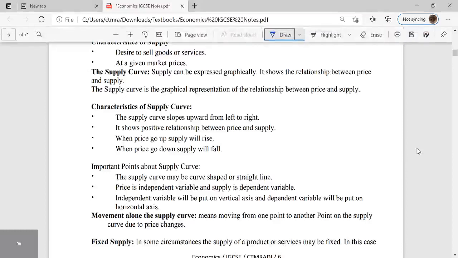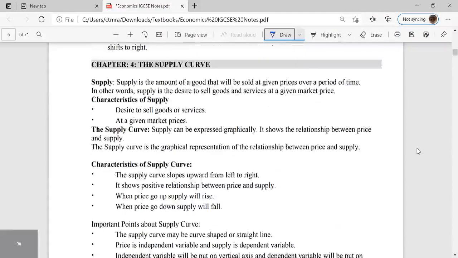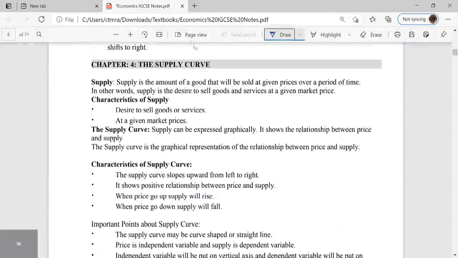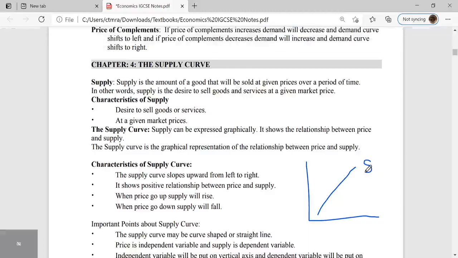Okay. So the supply curve is like the opposite of the demand curve. The demand curve was a downward sloping curve, and the supply curve is an upward rising curve. So again, it's a relationship between price and quantity.